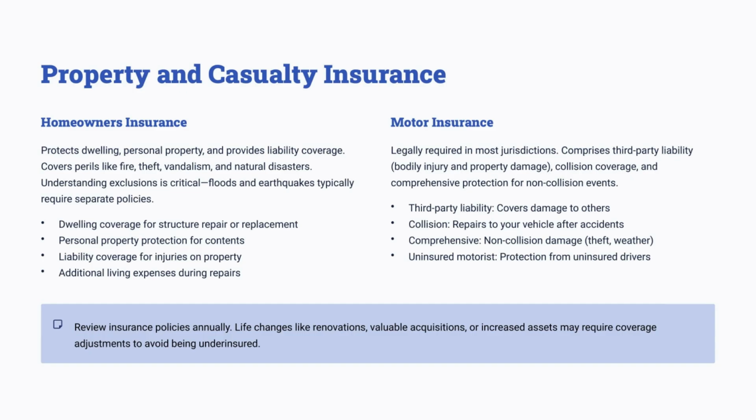It includes dwelling coverage for repairs, personal property protection, and liability for injuries. Motor insurance, often mandatory, covers third-party liability, collision, and comprehensive protection. Regular policy reviews ensure adequate coverage, especially after life changes like renovations or acquiring valuables.